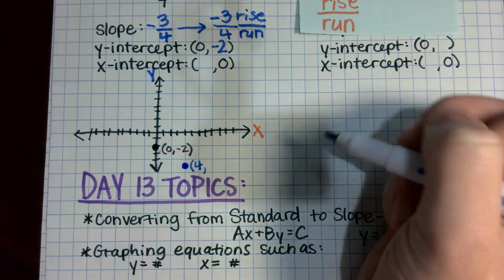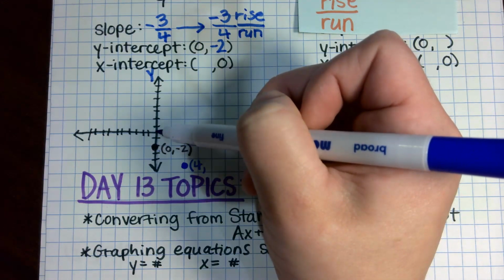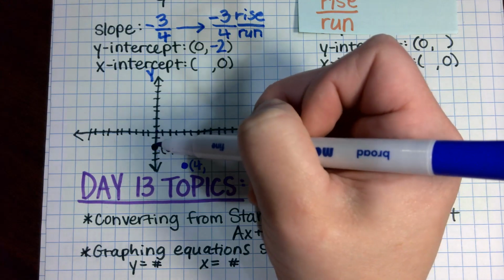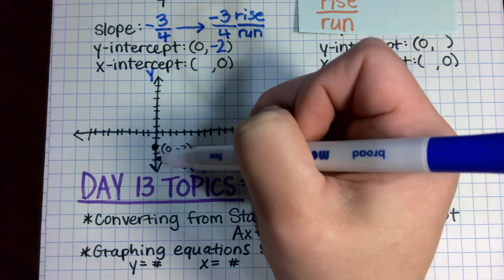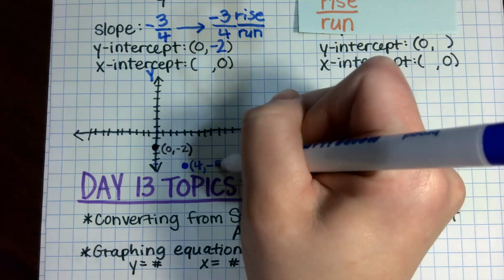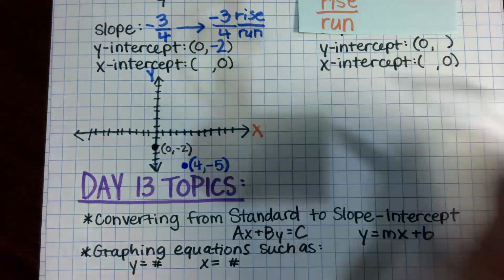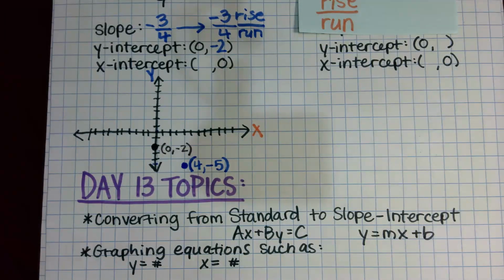And then for my y, I'm going to start at 0 and count down to my point. I have 1, 2, 3, 4, 5. So it's -5 since we went below 0. Okay, so we found our 2 points.